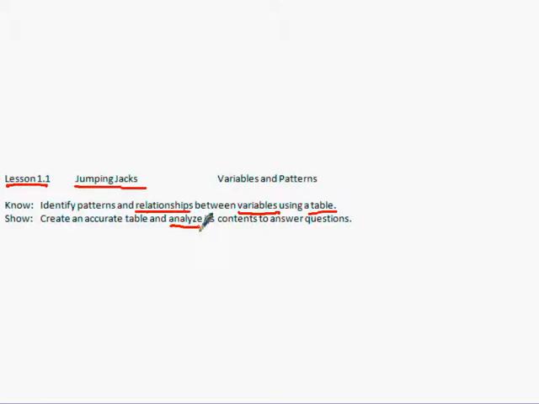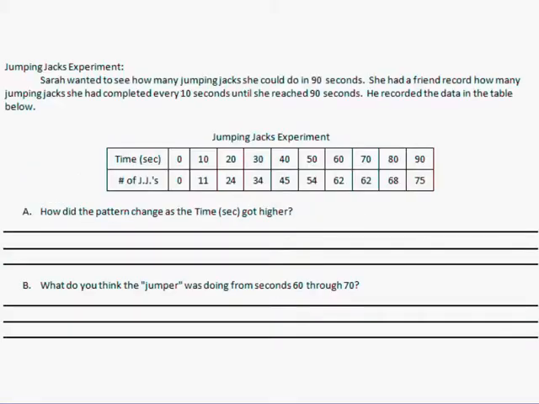Alright, let's take a look at what this experiment actually is. So, the jumping jacks experiment. Sarah wanted to see how many jumping jacks she could do in 90 seconds. She had a friend record how many jumping jacks she had completed every 10 seconds until she reached 90 seconds. He recorded the data in the table below.